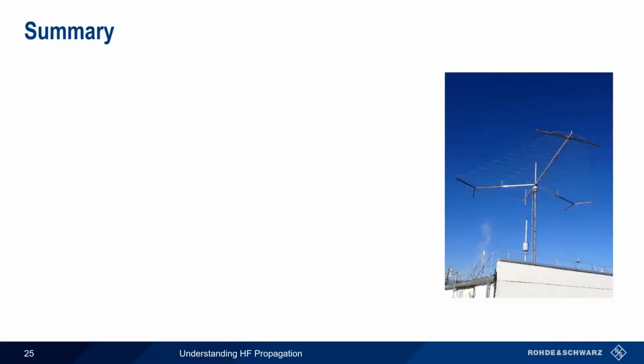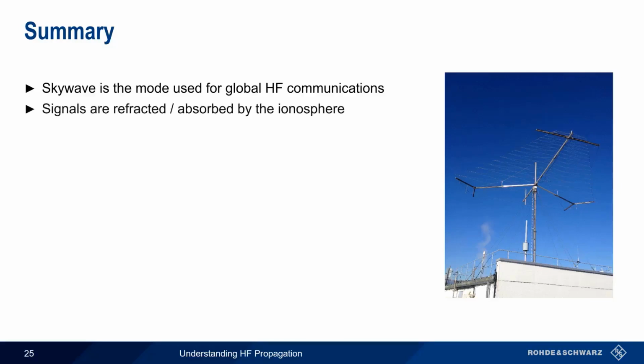Let's summarize what we've learned. Global HF communications are usually based on skywave propagation rather than on direct line of sight or ground wave propagation. In skywave, signals are refracted by the ionosphere, although the effect of some layers is more to absorb signals than to refract them. Whether or not a signal is refracted or absorbed by the ionosphere is largely a function of 3 things: the frequency of the signal, the incident angle, and the amount of ionization in the upper atmosphere.